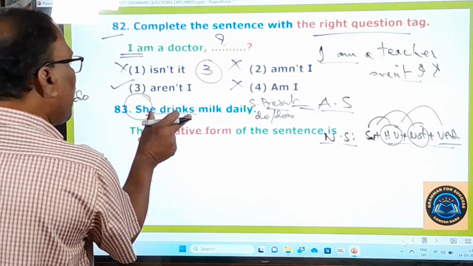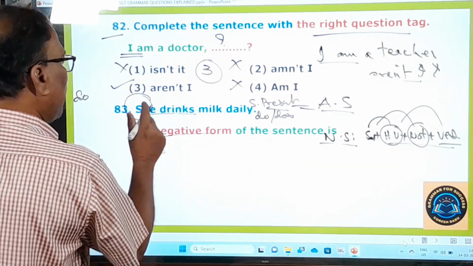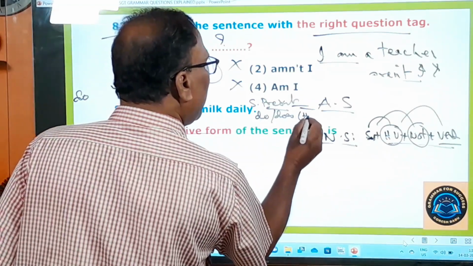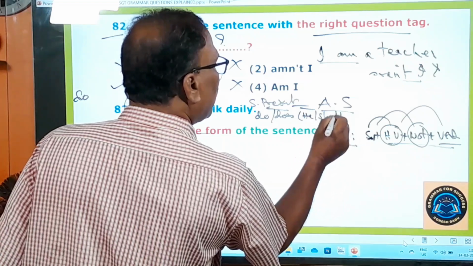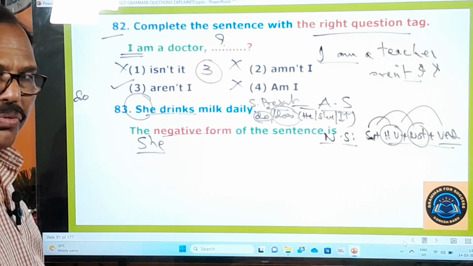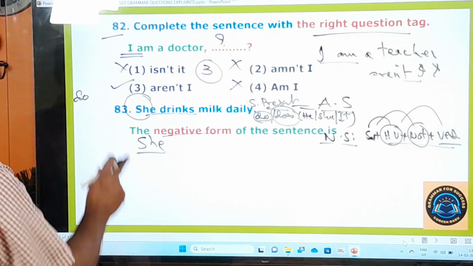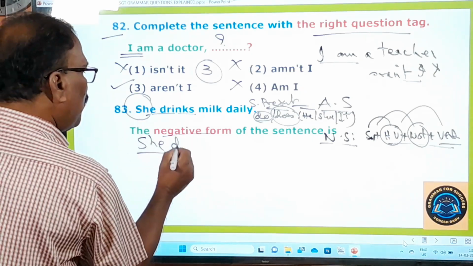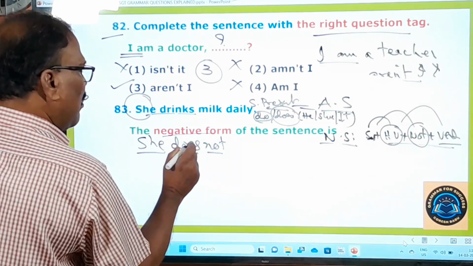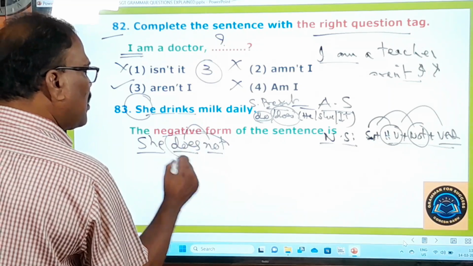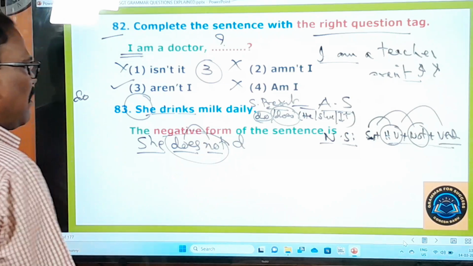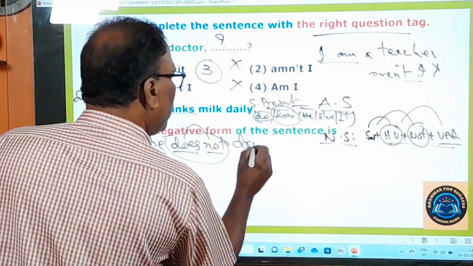As a helping verb, we are borrowing does here, because for he, she, it we use does. For all other persons, we use do as a helping verb. So here the subject is she. For she, we use does. Since it is a negative statement, we have to use not. The helping verb is there, not is there. After that, you write the normal verb. What is the verb given here? Drink. So drink should be given.